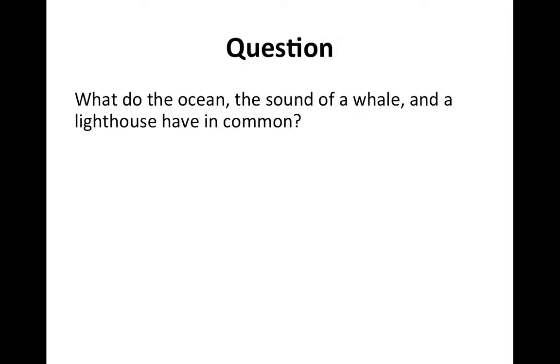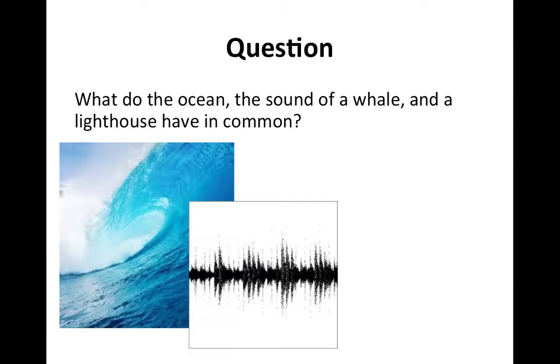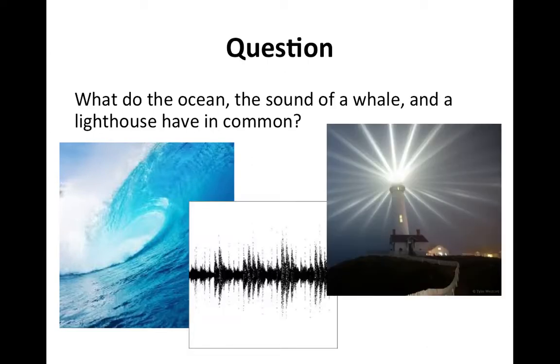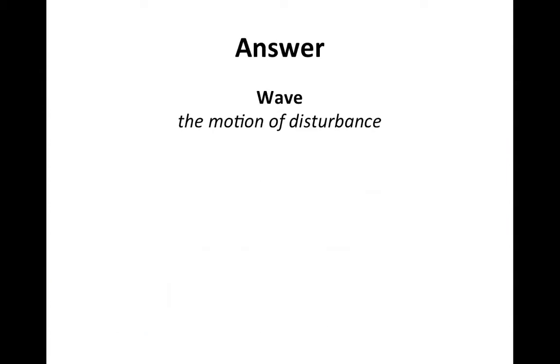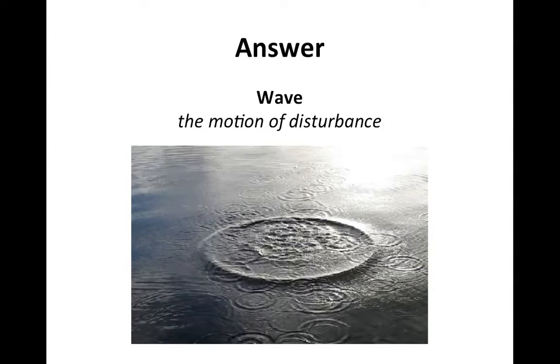So question, what do the ocean, the sound of a whale, and a lighthouse have in common? And the answer is they are all examples of waves. And a wave is anything that causes a disturbance and is tied to a motion. So a wave is just the motion of a disturbance. So for example, if you're looking out on a lake or a pond and something splashes in the pond, that's a disturbance. And that creates a motion of disturbance that ripples throughout the lake, and that's what a wave is.